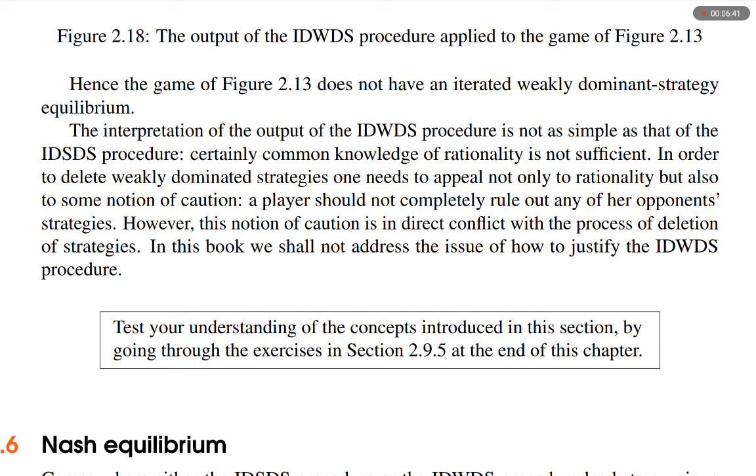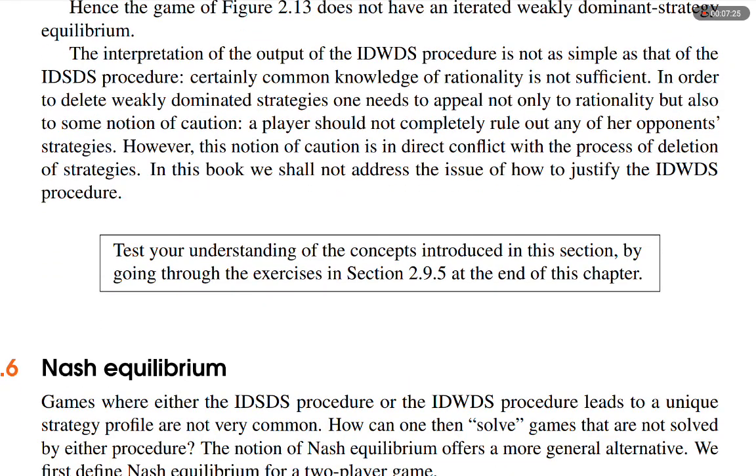The interpretation of the output of the IDWDS procedure is not as simple as that of the IDSDS procedure. Certainly, common knowledge of rationality is not sufficient. In order to delete weakly dominated strategies, one needs to appeal not only to rationality, but also to some notion of caution. A player should not completely rule out any of her opponent's strategies. However, this notion of caution is in direct conflict with the process of deletion of strategies. In this book, we shall not address the issue of how to justify the IDWDS procedure.